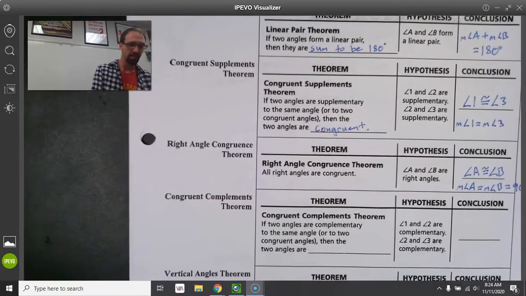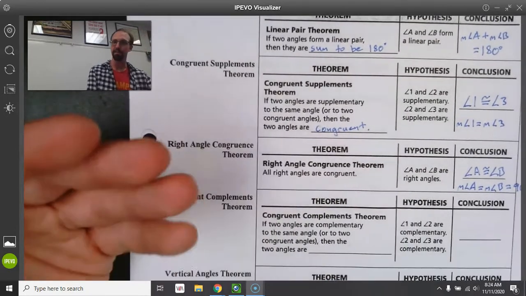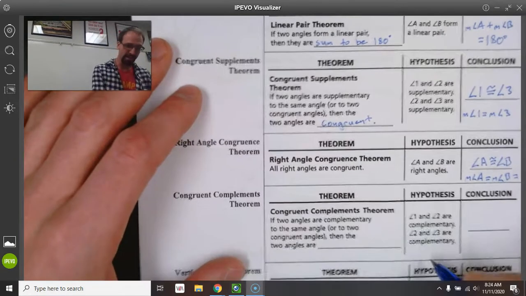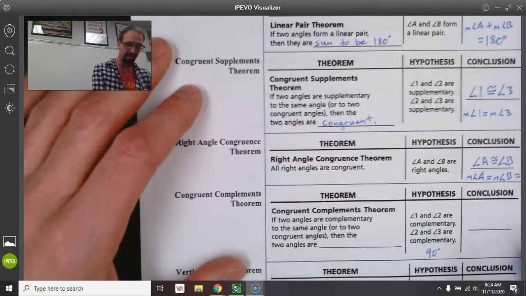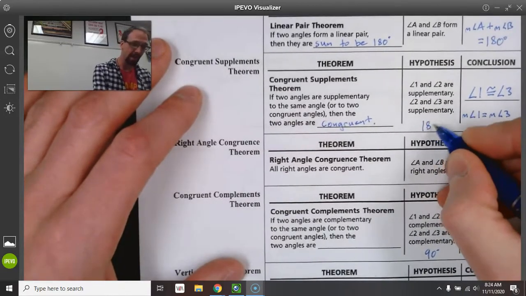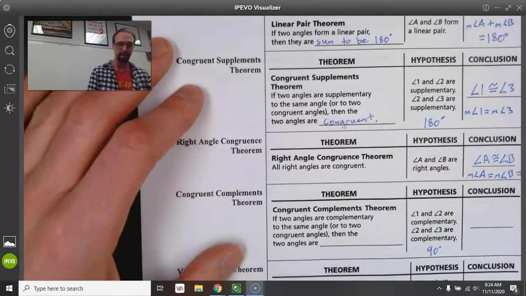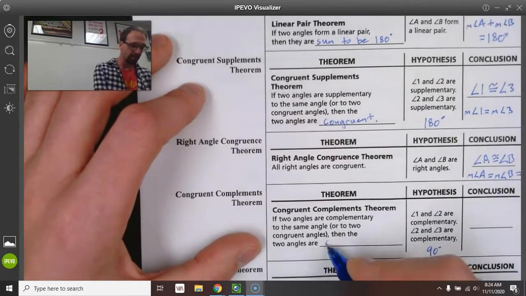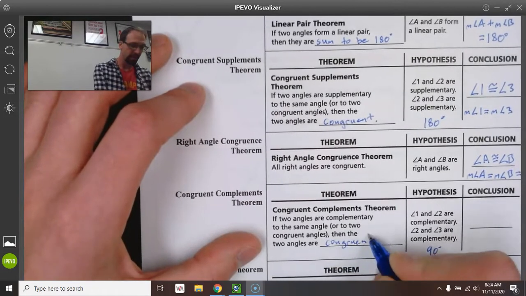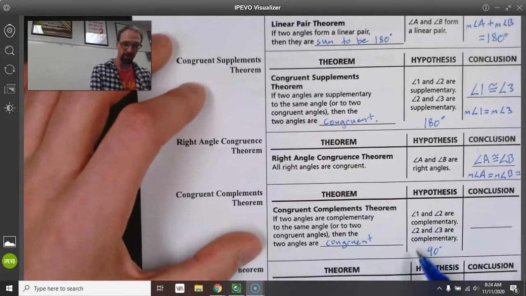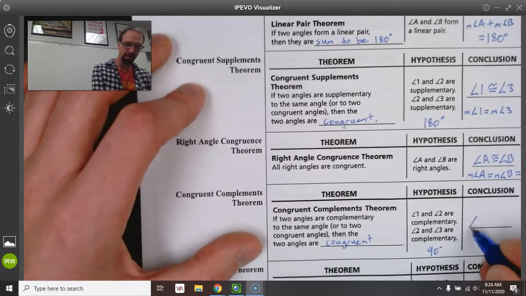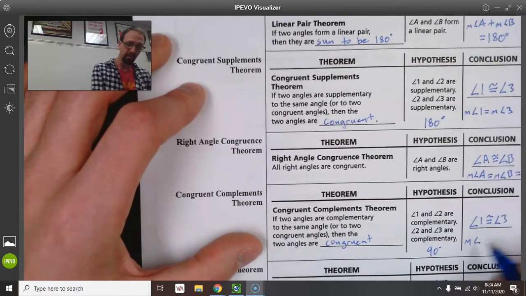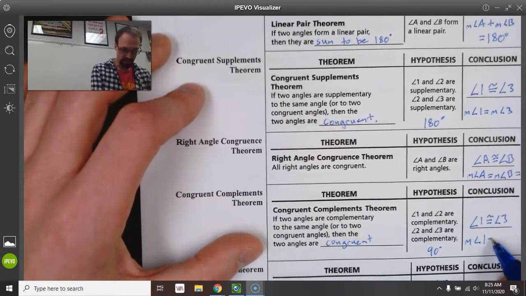The congruent complements theorem is the exact same as the supplements, except we talk about them being complementary. Complementary means that they're adding up to be 90 degrees. The sums of them add up to be 90 degrees. Remember, supplementary is when they add up to be 180 degrees. So if two angles are complementary to the same angle, then those two angles are congruent. So like in this example, I have angle 1 and angle 2 are complementary, angle 2 and angle 3 are complementary. That means angle 1 is congruent to angle 3, or the measure of angle 1 is equal to the measure of angle 3.